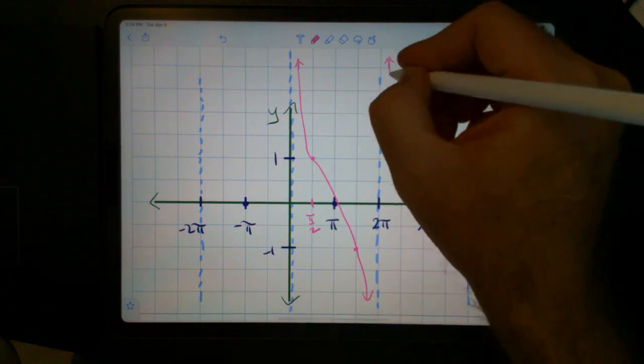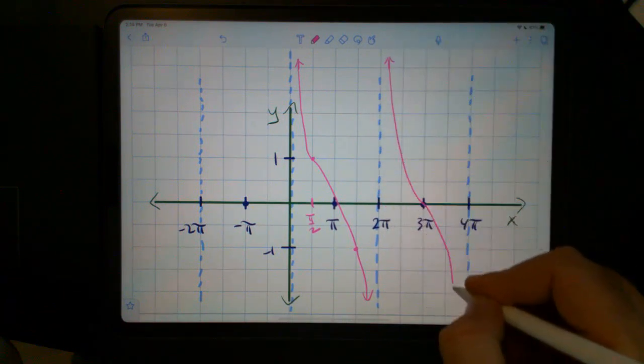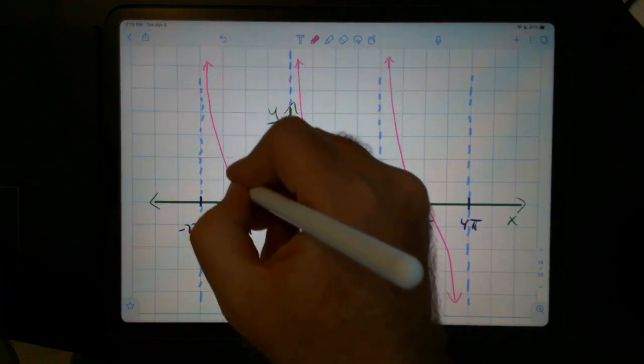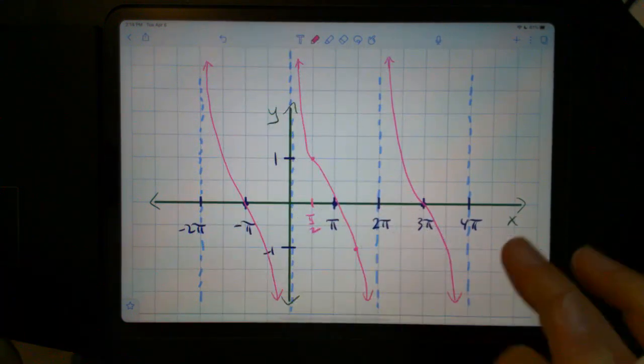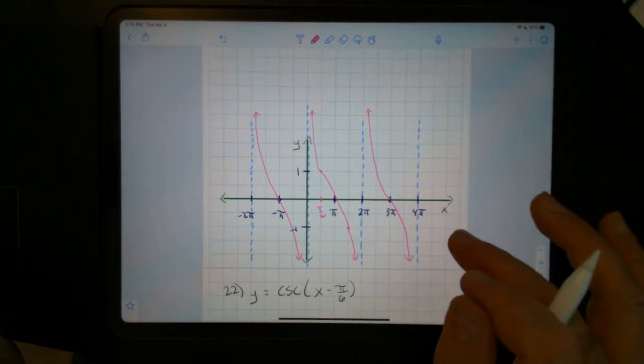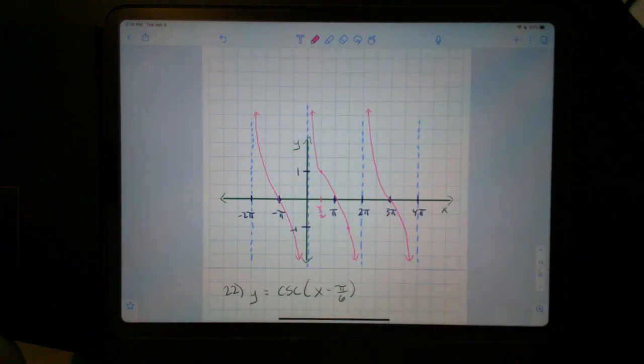So if you don't find these fun and enjoyable, it's because you haven't done enough of them. Math is something that you just spend a lot of time with, and hopefully it'll become enjoyable.